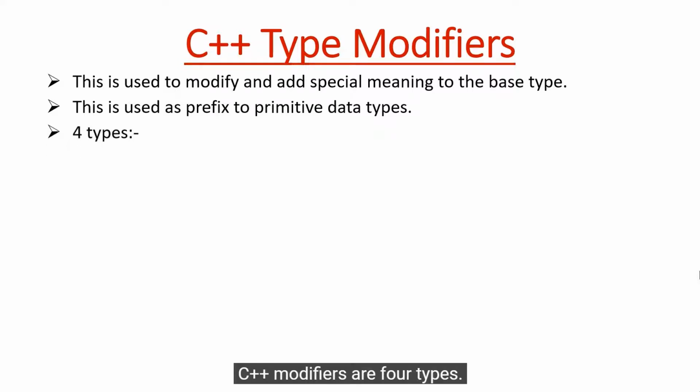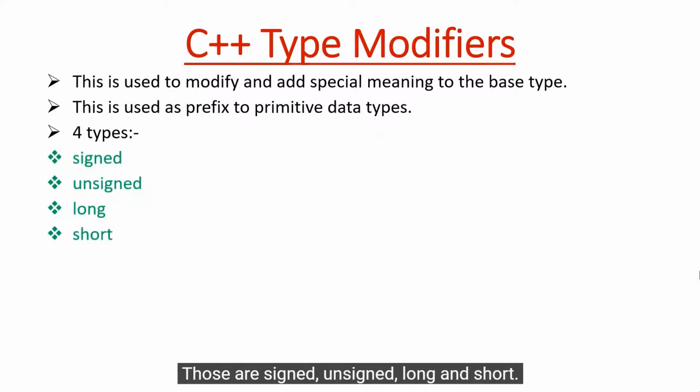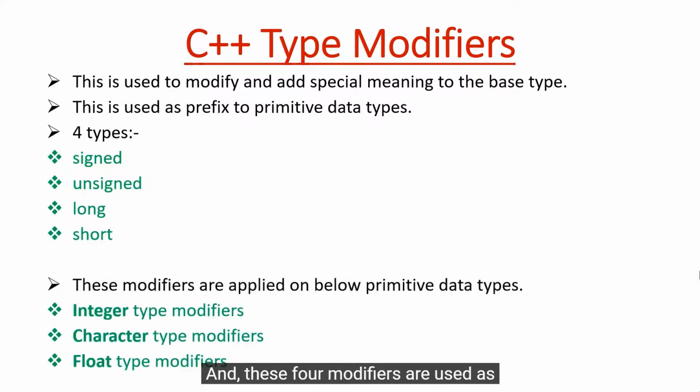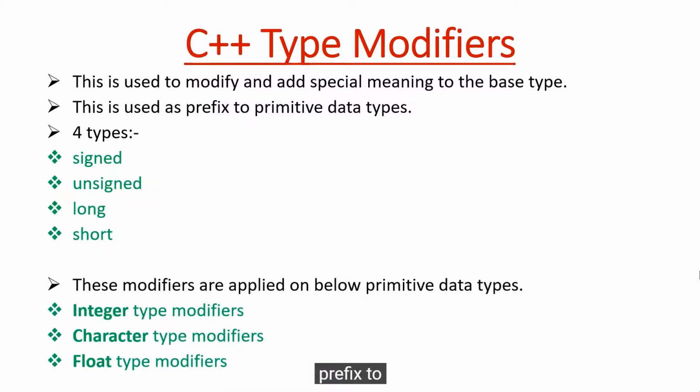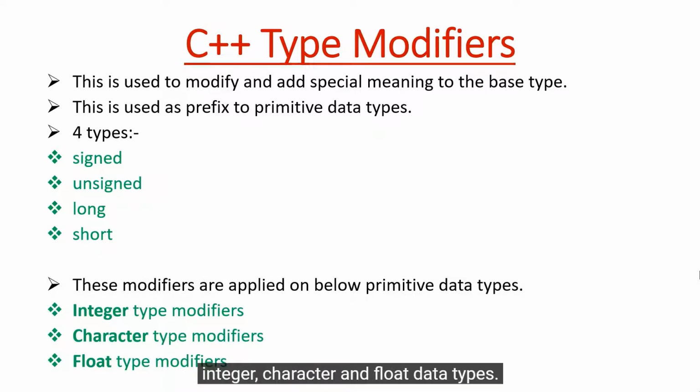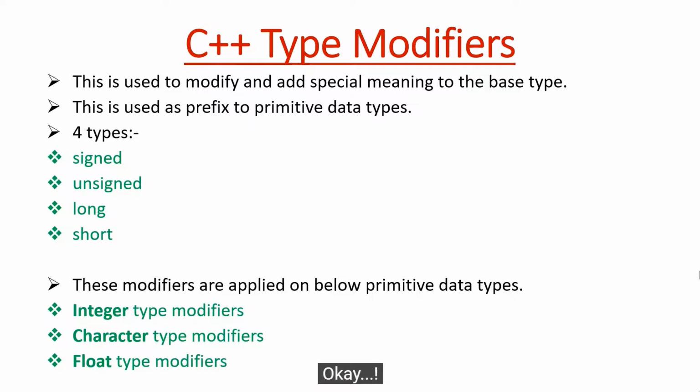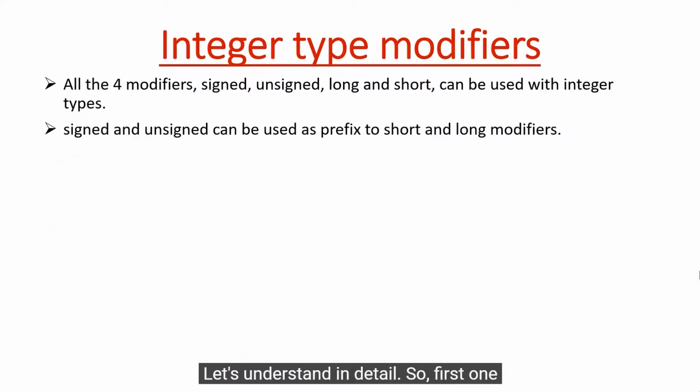C++ modifiers are of four types. Those are signed, unsigned, long, and short. And these four modifiers are used as a prefix to integer, character, and float data types. Okay, let's understand in detail. So the first one is integer type modifiers.